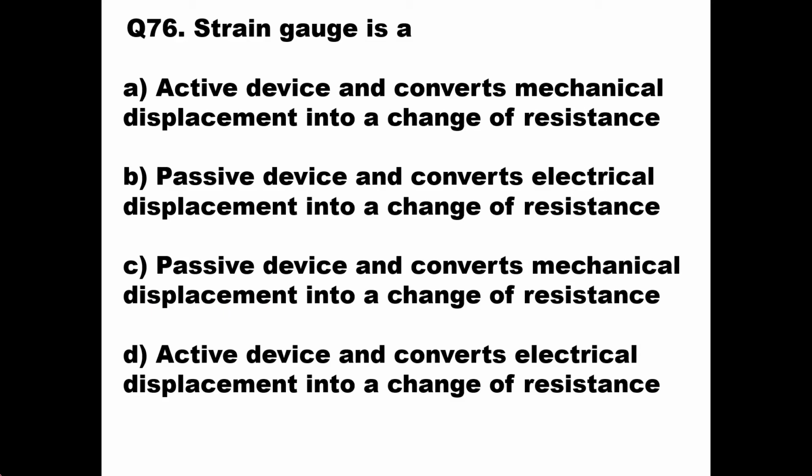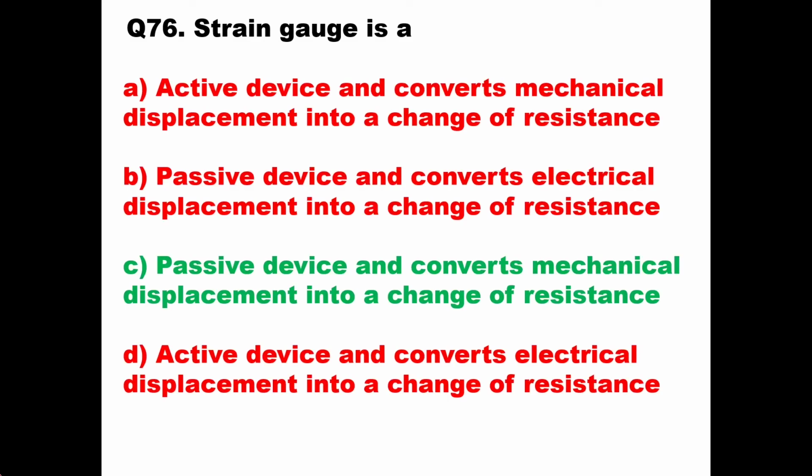A strain gauge is an active device and converts mechanical displacement into a change of resistance, or it is a passive device and converts electrical displacement into a change of resistance, or it is a passive device and converts mechanical displacement into a change of resistance. And option D, active device and converts electrical displacement into a change of resistance. So if you read these statements carefully, you can see that option C, it is a passive device. It requires external energy to work, so it is a passive device, and it will convert mechanical displacement into change of resistance. So that is the definition of strain gauge. So here option C will be the right answer.